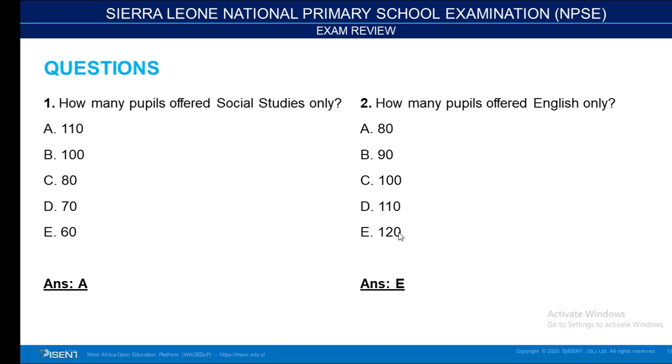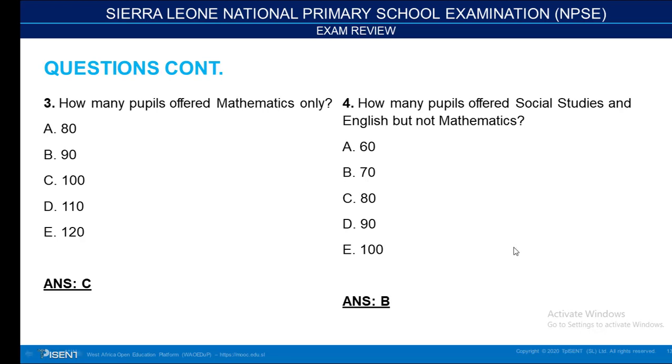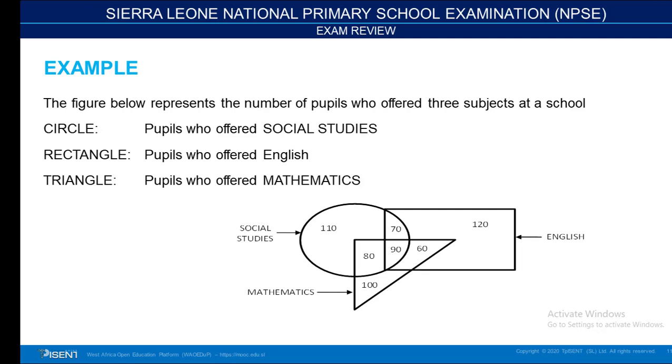We go and look for 70. You can see 70 is found at option B. Those students who offered social studies and English but not mathematics. So in this case, only look for the number that is found inside the circle for social studies and the rectangle at the same time for English. And that's our correct option, 70.